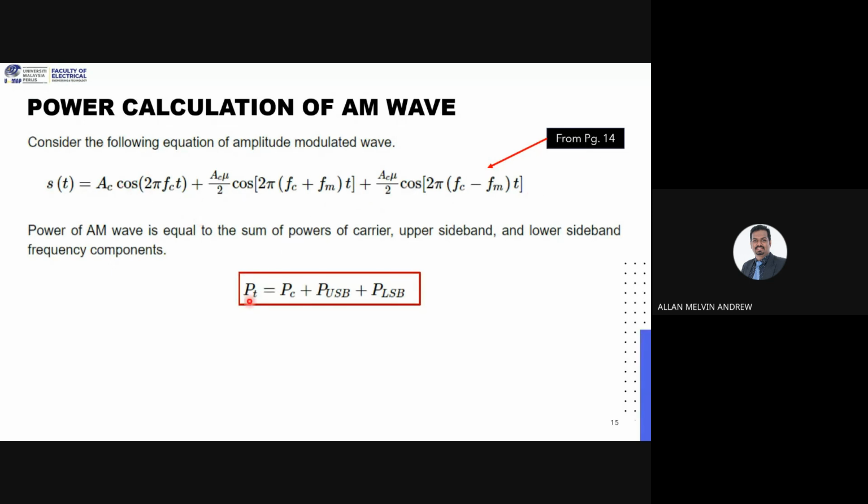You need to combine the powers of all three. So P total, the total power, equals PC, the carrier wave power, plus P USB, not the USB we are using, the power of the upper sideband, plus the power of the lower sideband. You combine these three elements and you can calculate the total power. So the question can ask you to calculate the power.